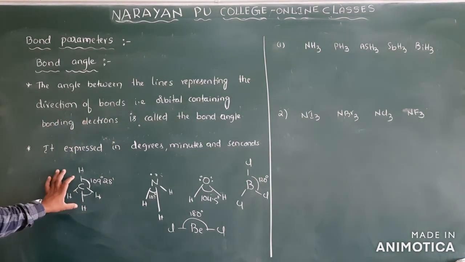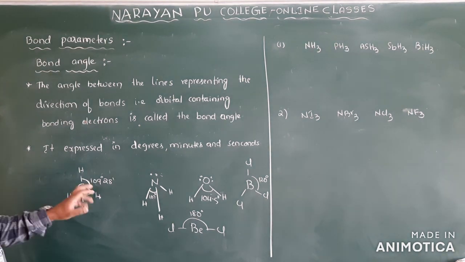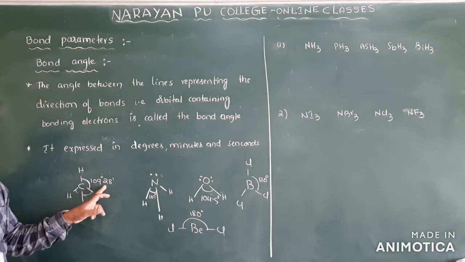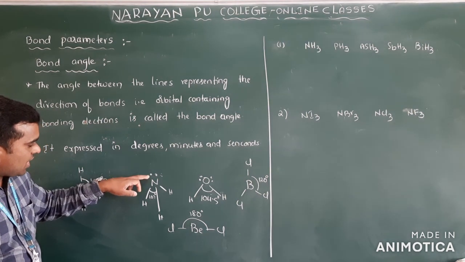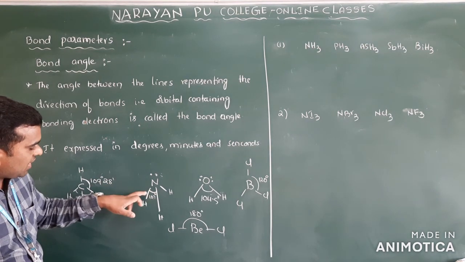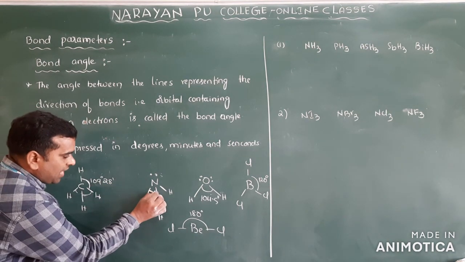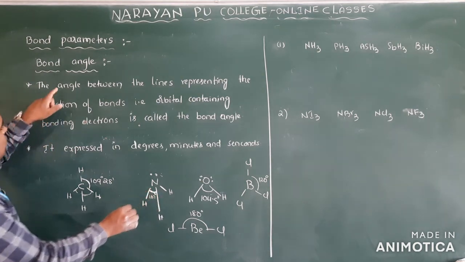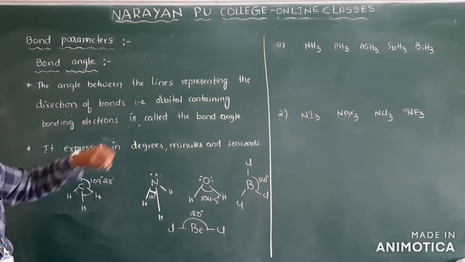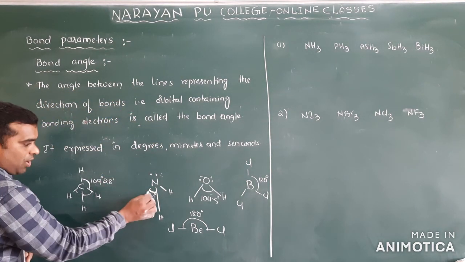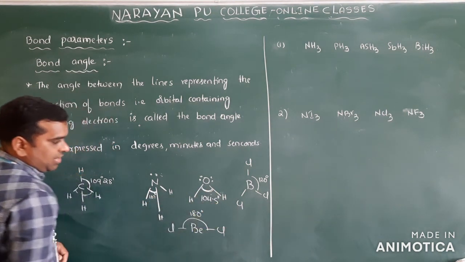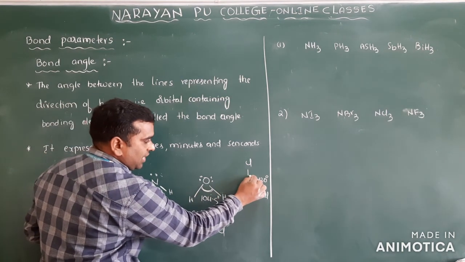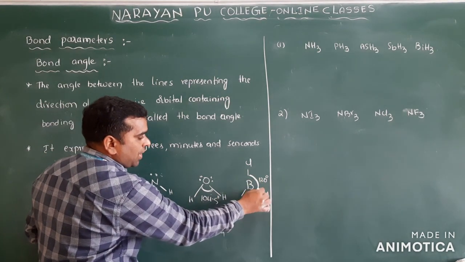If you take CH4, clear? The shapes we will discuss later, not required here. So what is the bond angle here? 109.28, tetrahedral structure. Here you see nitrogen. Nitrogen means ammonia, NH3. In NH3, what is the bond angle? This is the bond angle. It is only the angle between the lines representing the direction of bonds that is called the bond angle. 107. In water, what is the bond angle? 104.5 degrees. If you take BCl3, BCl3 is trigonal planar.